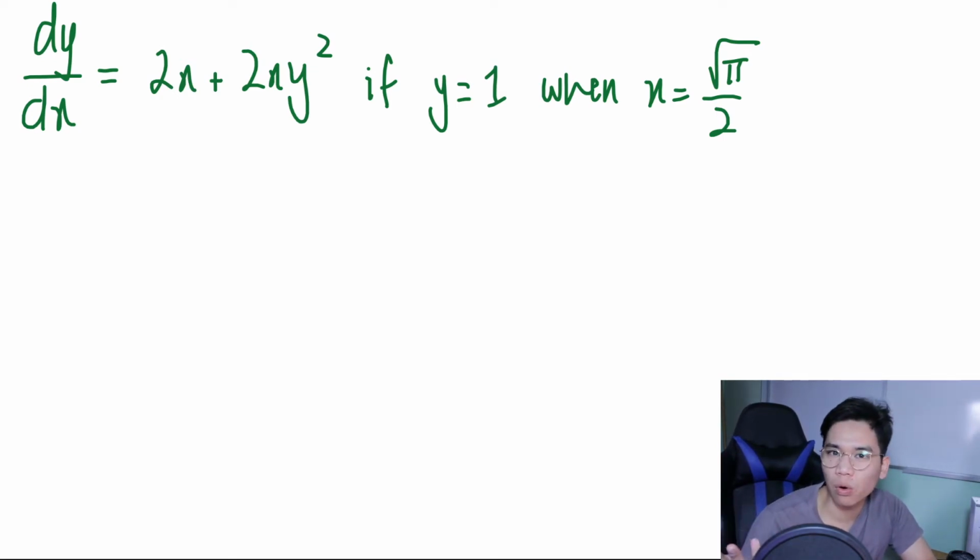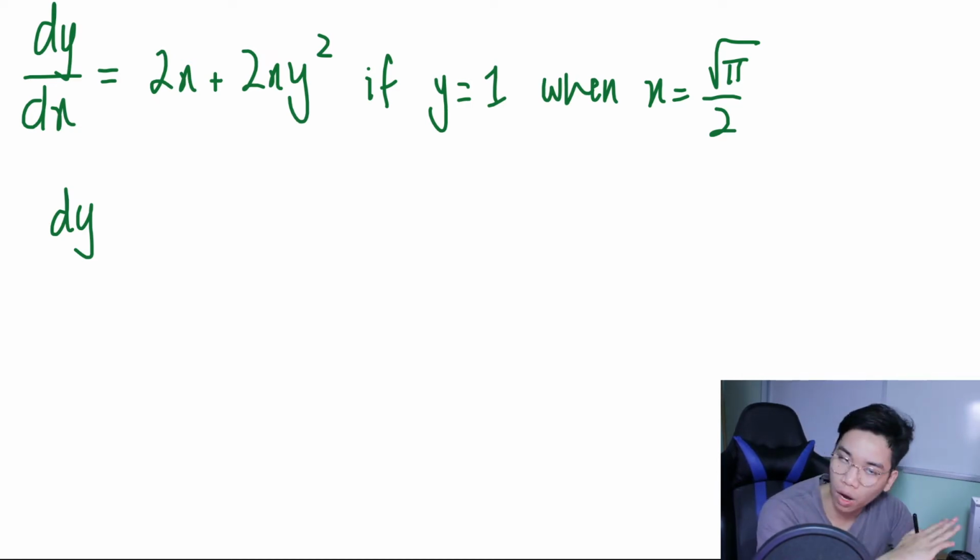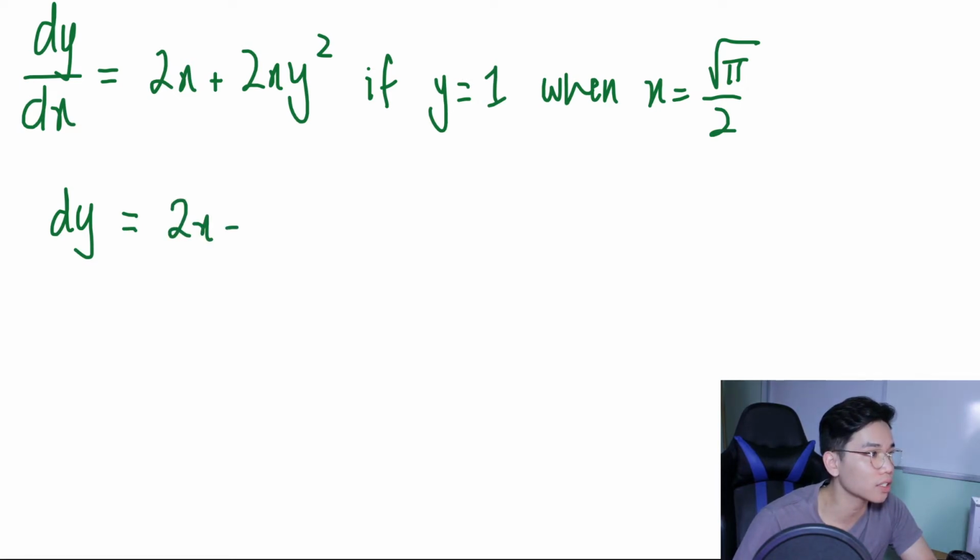And this is what they call in your textbooks the separation of variables method, right? We have dy, and remember, we want to keep dy on the left-hand side, anything y stays over there. Anything that isn't y goes into the other side. So I have 2x plus 2xy squared. And we have here dx.